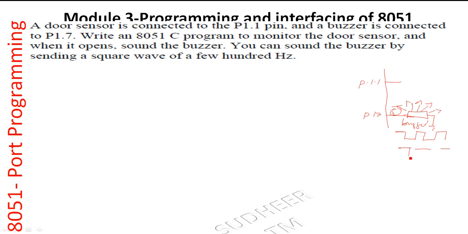Whenever we write logic 1, it makes a tick. When we make it slow, it will not make a continuous sound. So tick, then tick, then tick. That is what a buzzer is.